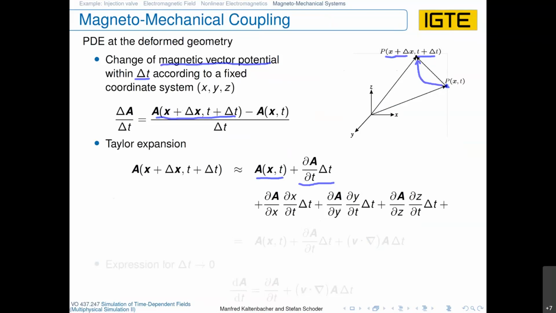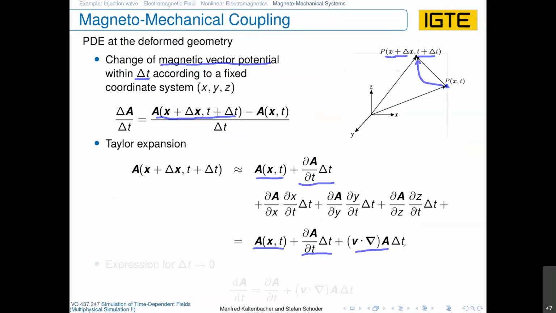And the same we have for the y coordinate, so the change of the magnetic vector potential with respect to the y coordinate and with respect to the z coordinate. And that we can rewrite because the time derivative of the change in the position is nothing else than the velocity. So we can rewrite it as shown here by our evaluation point at x and t, the change with respect to time delta t, and the change with respect to space multiplied by delta t.